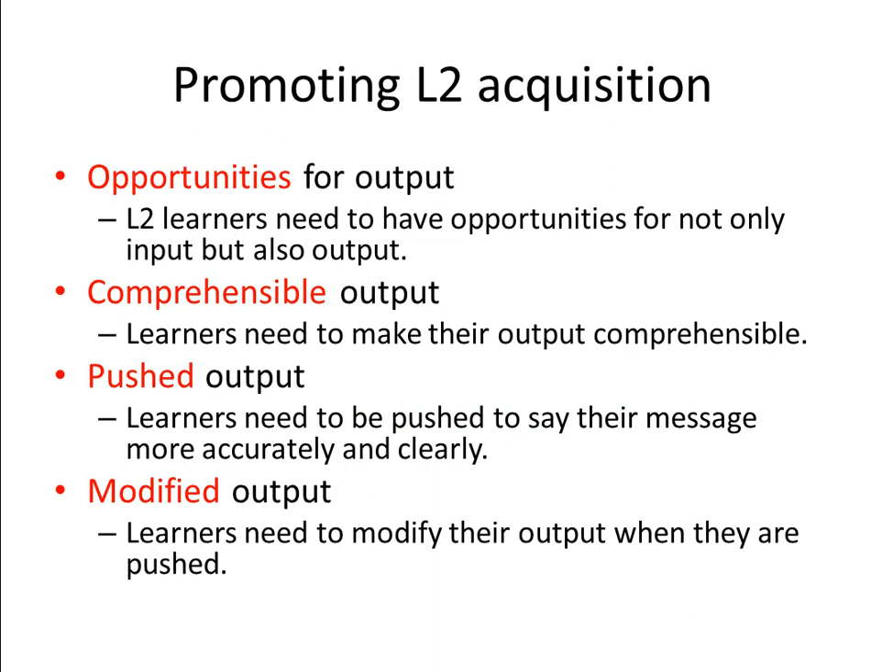So to promote second language acquisition, we need to have opportunities for output. We need to give second language learners opportunities for output. They need to have opportunities for output, not only for input, but also for output. Opportunities for output are necessary. And learners need to make their output comprehensible. They need to try to make their output comprehensible to the listener or to the reader. And they need to be pushed to say the message more accurately and clearly than their initial output, their initial utterance, when they tried to say the message initially. And learners need to modify their output when they are pushed.